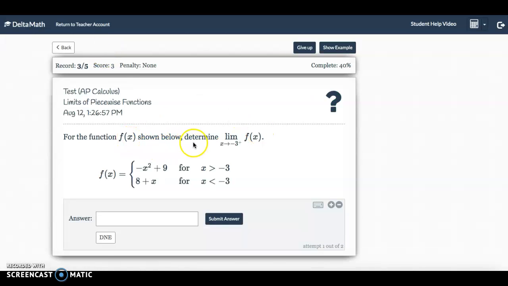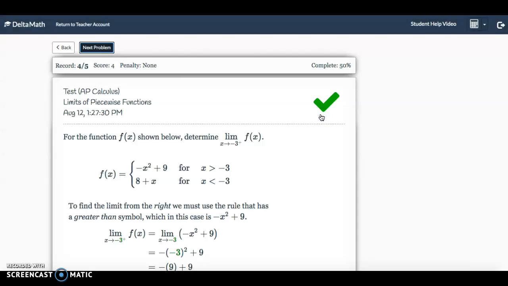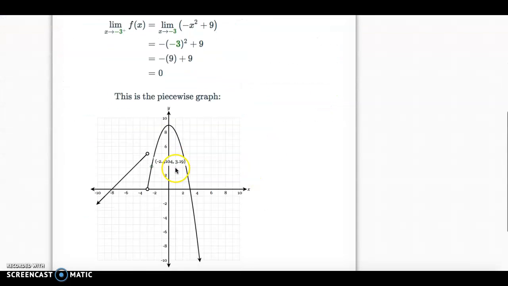So in this problem, it wants me to determine the limit of the function as x approaches -3. It just wants the right-hand limit. So I'm only going to look at the piece of the piecewise function that has values greater than -3. And so that would be the top part of this piecewise function. And so I'm just going to go ahead and plug this -3 into the equation. So -3 squared is 9, but this negative was also just hanging out front. So -9 plus 9 is 0. And that would be my final answer for that one. Voila. And again, they go through it step by step, kind of show you what everything's all about.